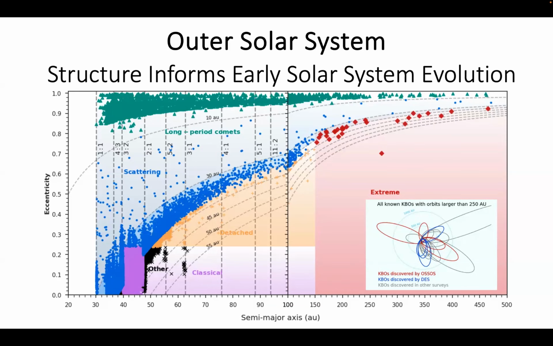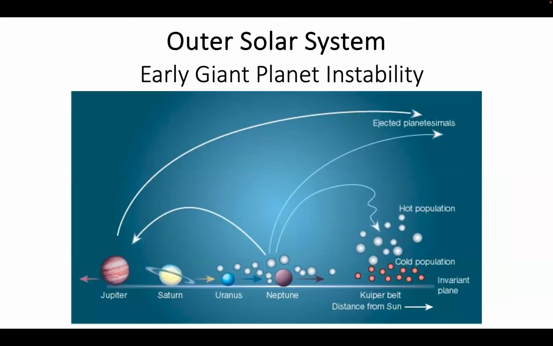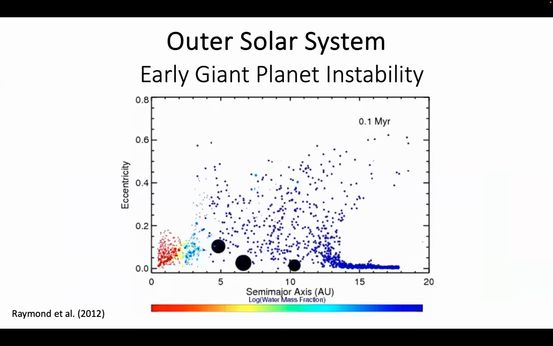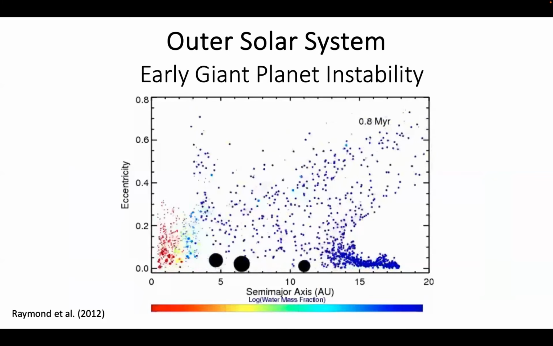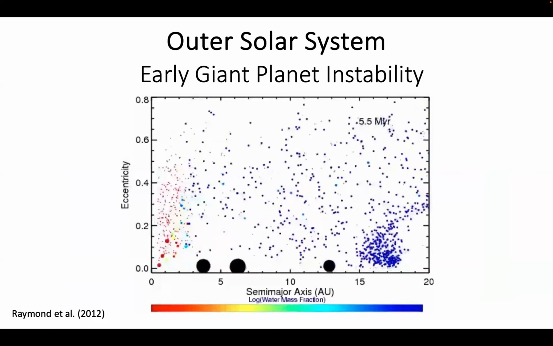So in particular, in the outer solar system, the structure that we see can help to better inform us about the early evolution of the solar system. In particular, it is what has led us to believe that there was this period of giant planet instability where the giant planets were formed in a completely different place from where they are now. They moved through the disk of planetesimals, scattering many objects around, ejecting many from the solar system.